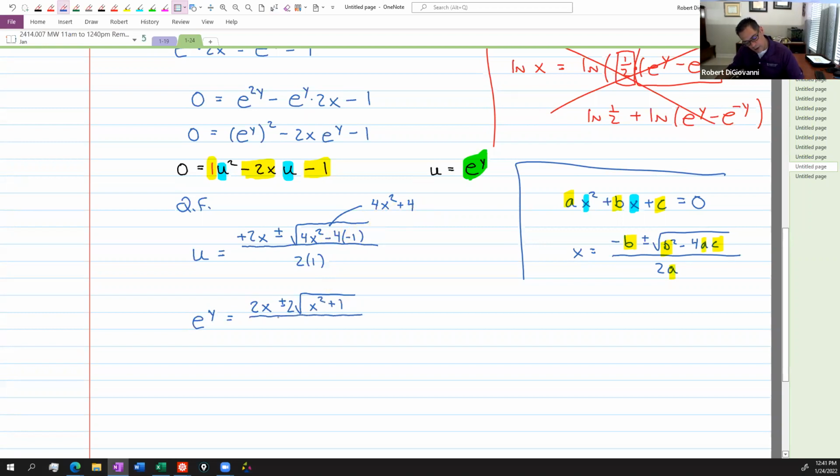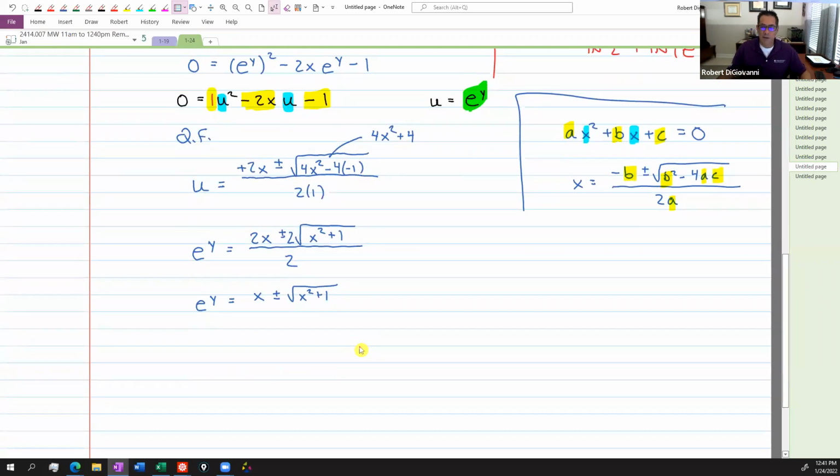And on the bottom, I have a 2. So they all have 2s, don't they? So e to the y equals x plus or minus the square root of x squared plus 1. And there's no more denominator. One more step. Get this y by itself. How do you get y by itself now?